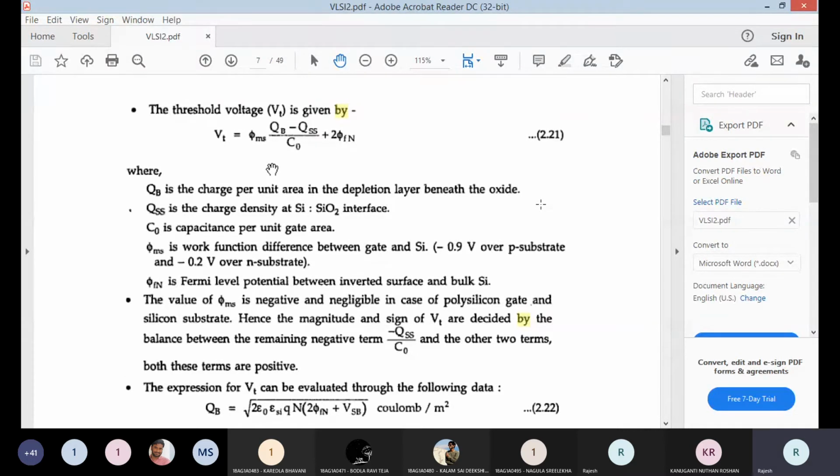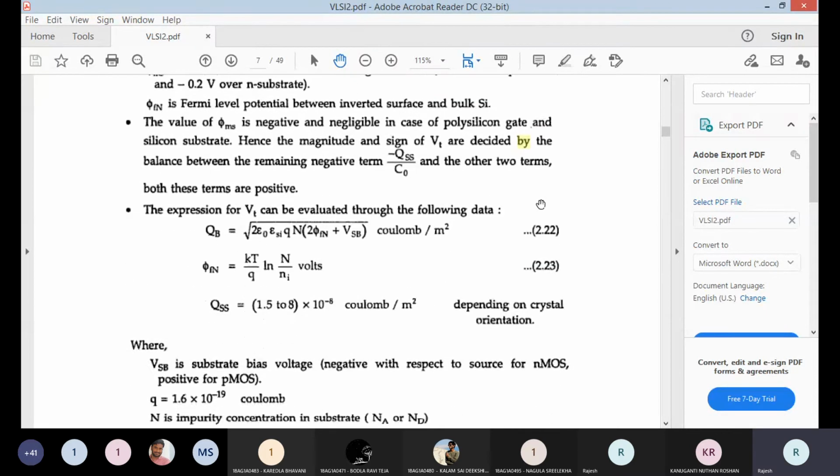QSS is the charge density at Si to SiO2 interface. C0 is capacitance per unit area. Phi ms is nothing but work function difference between gate and Si. Phi Fn is nothing but Fermi level potential between inverted surface and bulk Si. So this is one mathematical equation for finding threshold voltage.